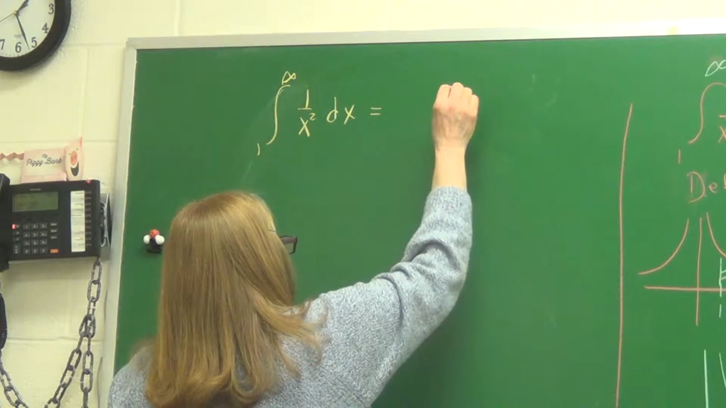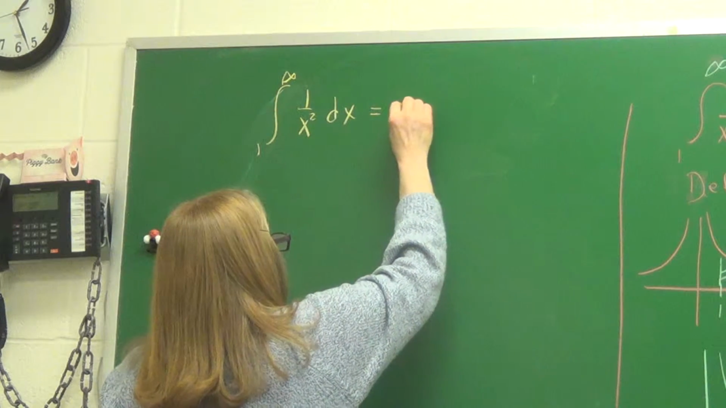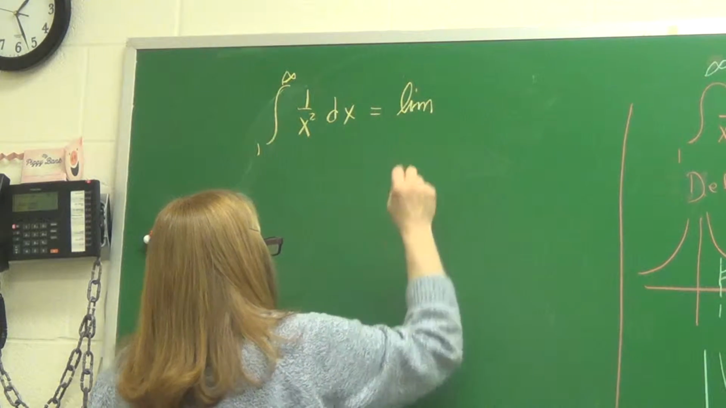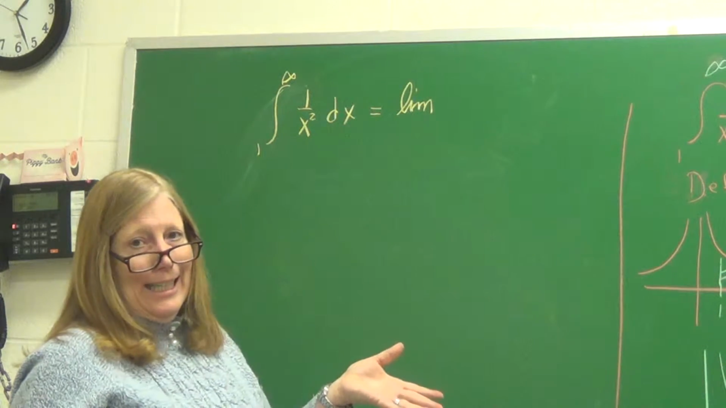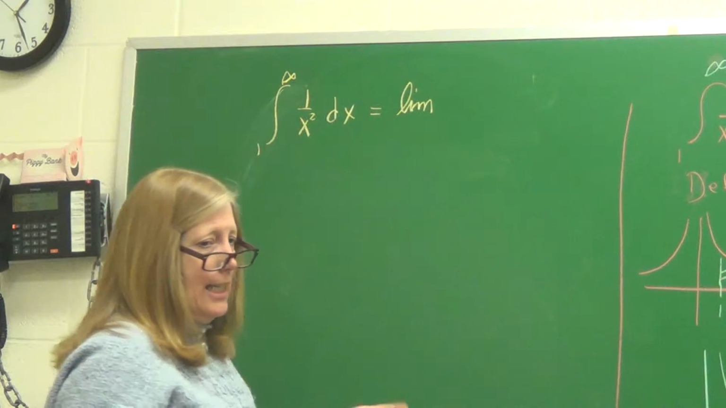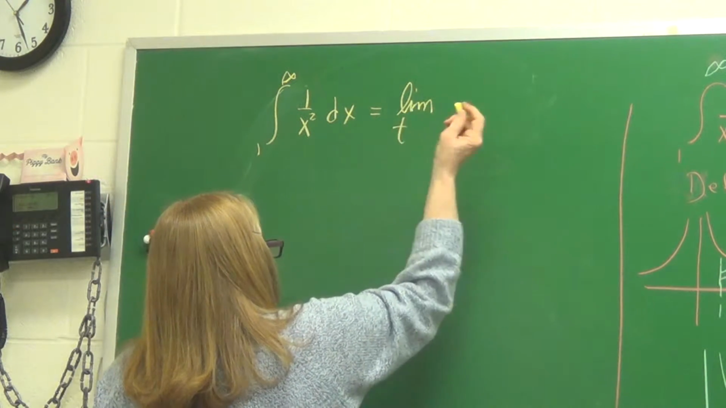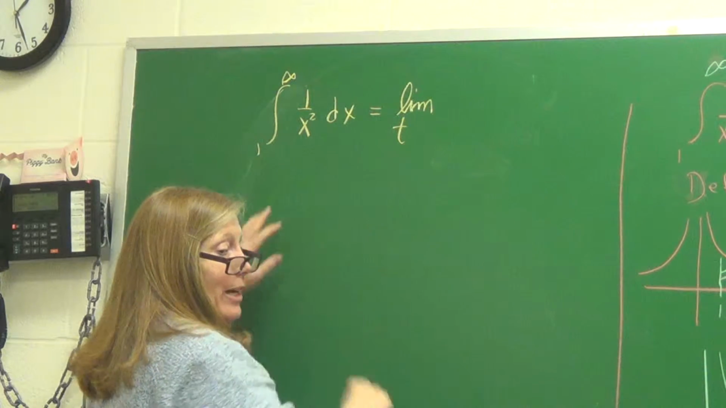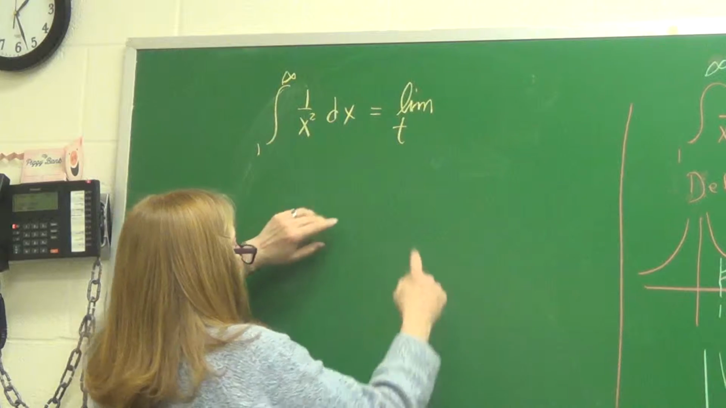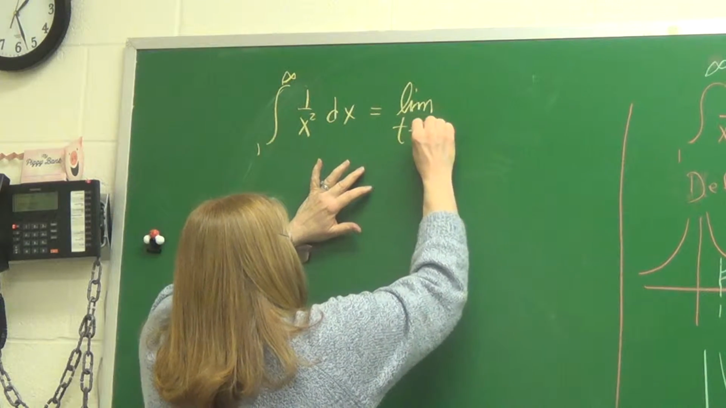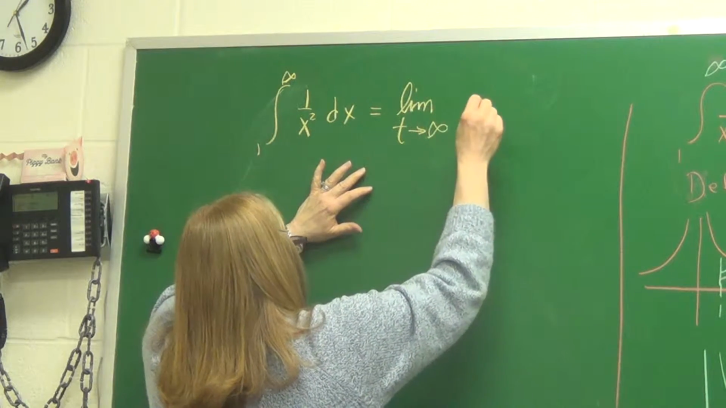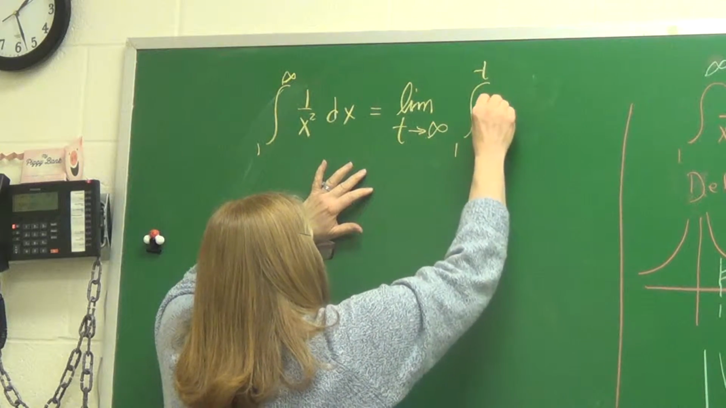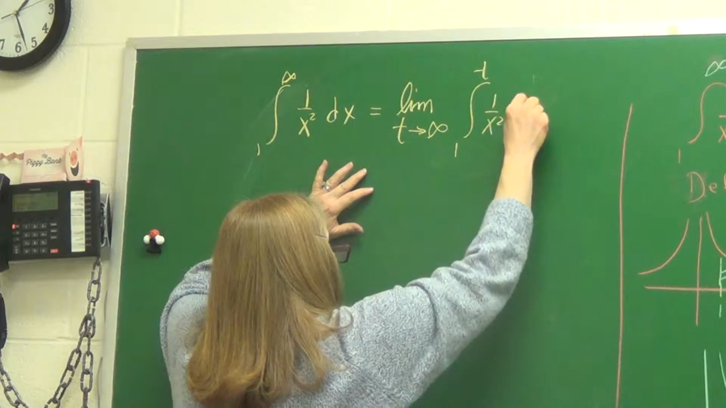We are going to say, I want the limit as some value other than x. How about t? I think your book uses b. Whatever, I'm going to use t. You can use any variable other than x, because x is in the problem, so I want something else. I want the limit as t approaches infinity from 1 to t of 1 over x squared dx.